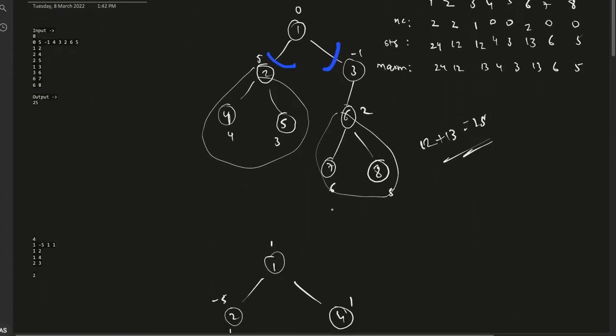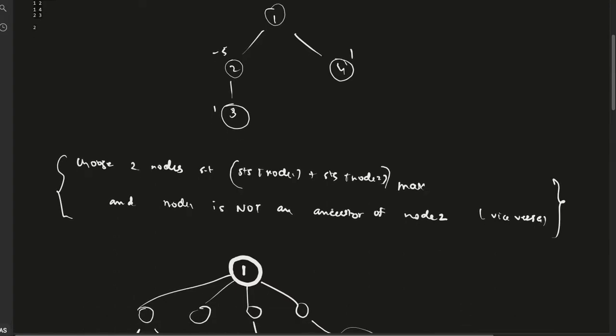The problem statement says that we need to choose two nodes such that the subtree sum of node 1 plus the subtree sum of node 2 is the maximum, and node 1 is not an ancestor of node 2 and node 2 is not an ancestor of node 1. This is the question in brief.